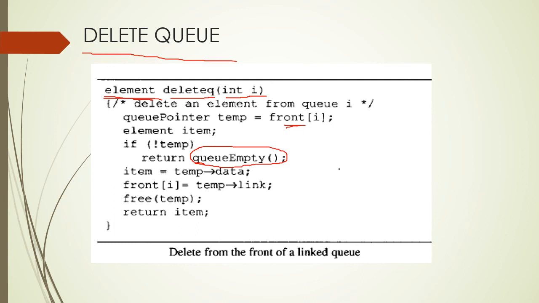Suppose the I value is 0, front of 0 is equal to null means there is no element in queue number 0. Front of 1 is equal to null means there is no element in queue number 1, like that. So far we have not created any queue here. So all the queues are empty. So front of I is null, therefore it will return the empty error message.